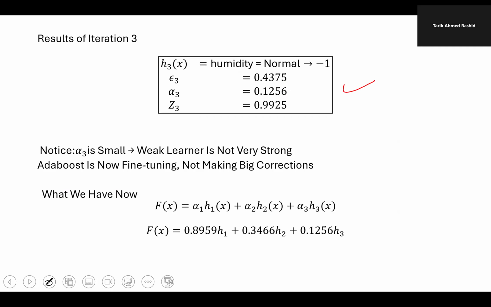Now we're trying to make our final model, prediction model. Well, prediction model equals what? Alpha 1, which we found, h1(x), plus alpha 2 in iteration 2, h2(x), plus alpha 3, h3(x). So these are all summed up. Now we found alpha in first iteration, alpha in second iteration, alpha in third iteration, which is very little, a small, weak learner, not very strong.